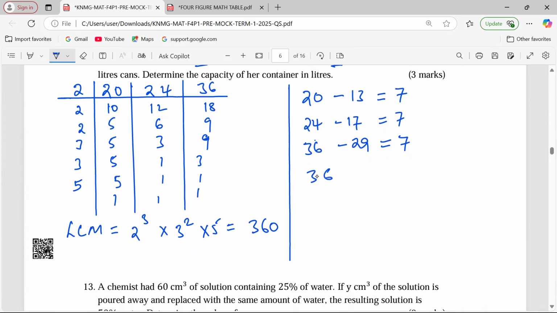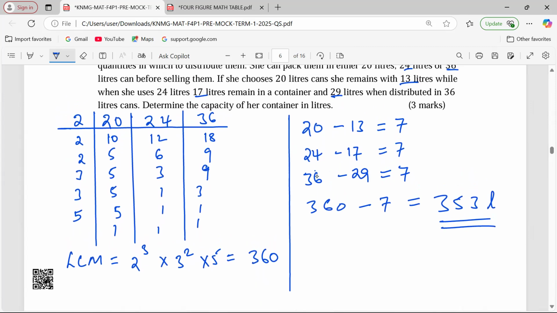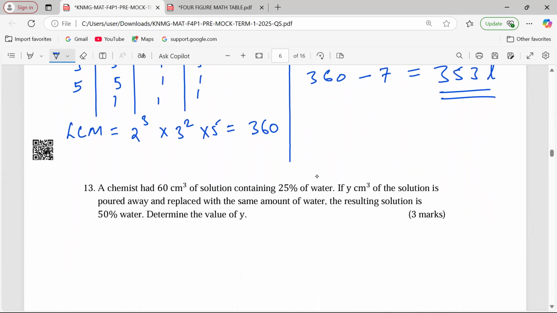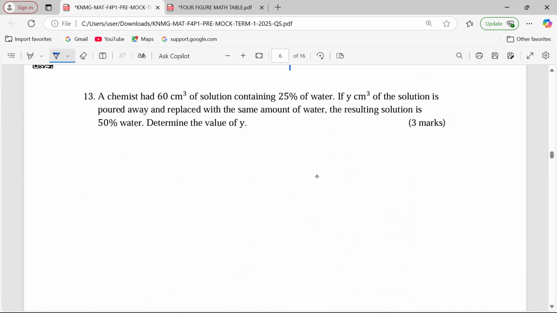So when we take 360 and we subtract 7, we'll get 353, and that is 353 liters. This is the capacity of the container, the bigger container. That's why when you divide by 20, you'll get a remainder of 13. When you divide by 24, a remainder of 17, and by 36, a remainder of 29, showing that every time the amount remaining to completely fill a can is always 7. So we get 353. Very simple question. Now at number 13.